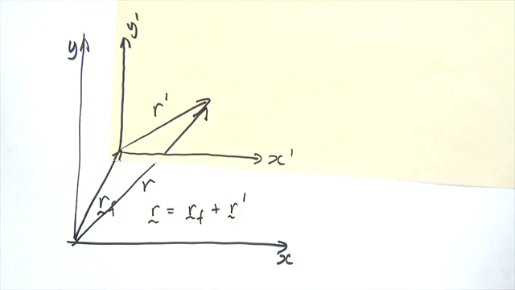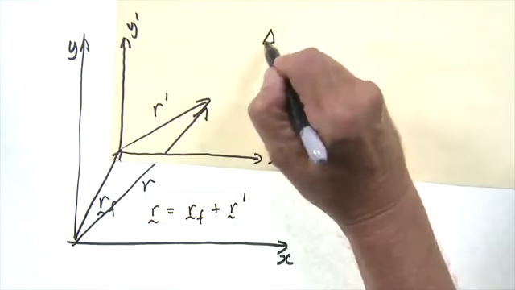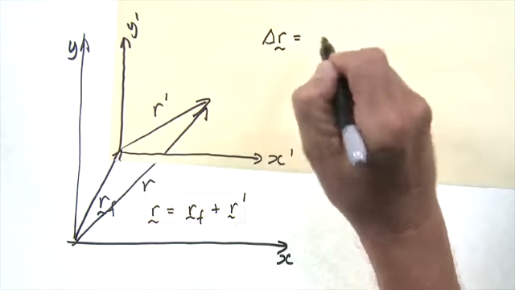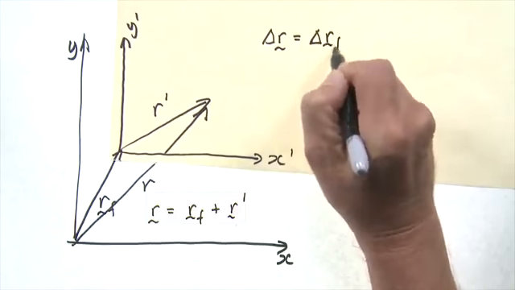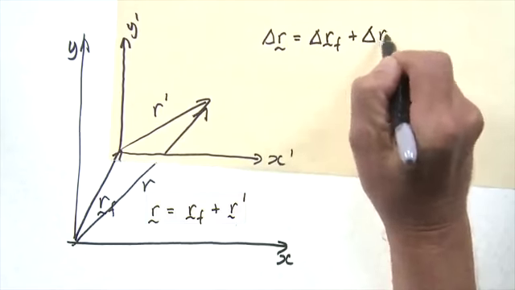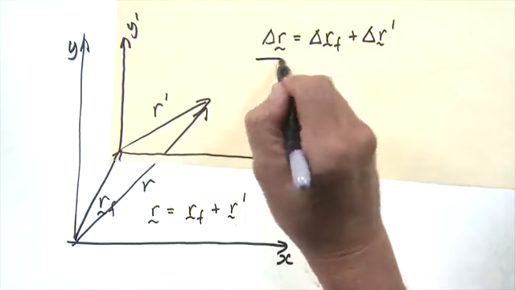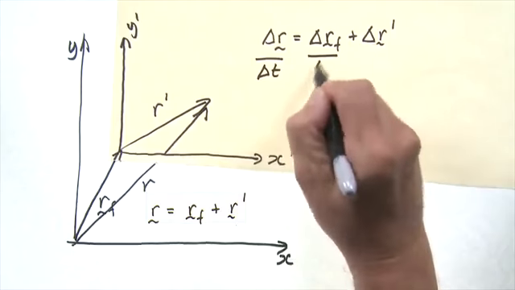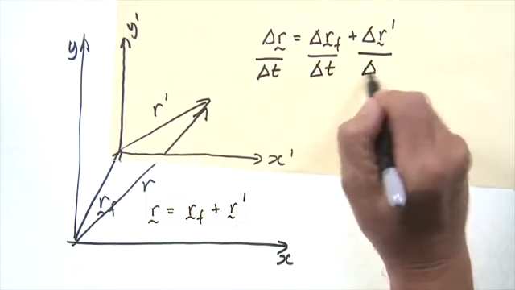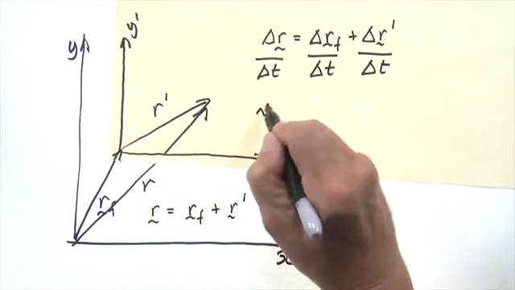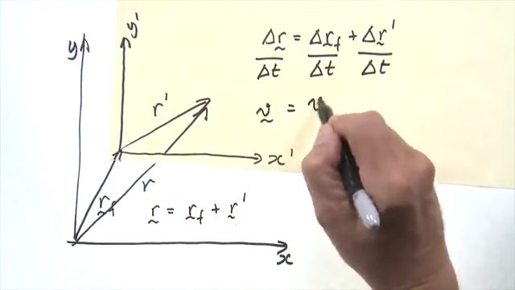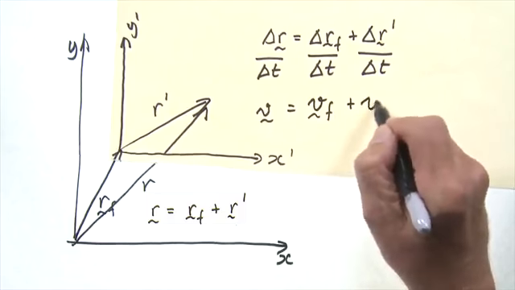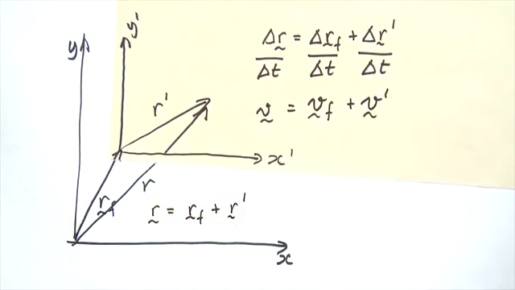Now, to allow for velocities, we let all of the r's vary in time. Once again, we use Greek letter delta to mean the change in. So, delta r equals delta rf plus delta r dashed. Then we divide by the time for these changes, delta t. And if the time interval is small enough, this gives a measure of the velocities. Aha! That's a familiar equation, and now we've derived it.